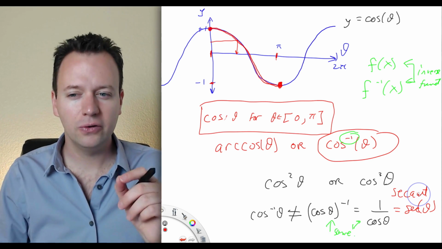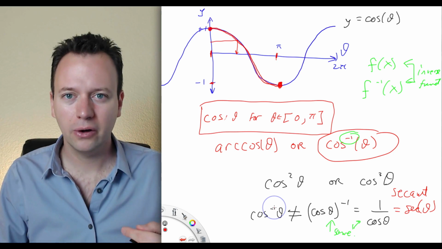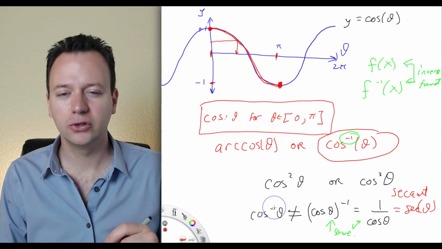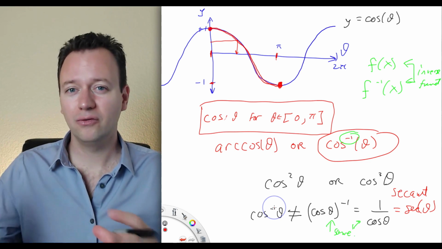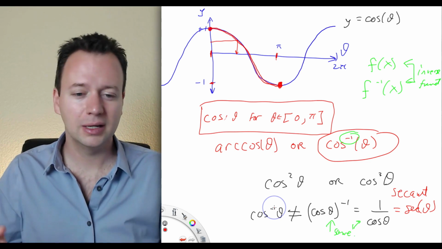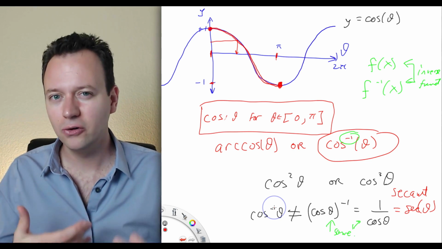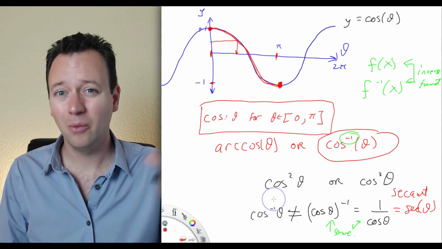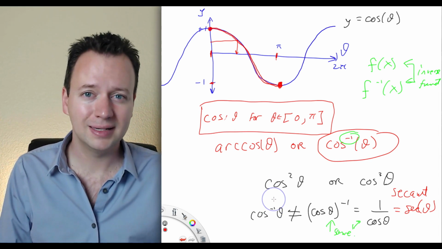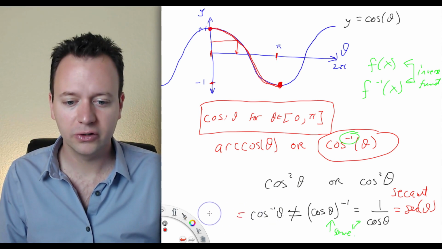So instead of using the negative 1 to denote 1 over cosine, the negative 1 is reserved for the inverse function, not the reciprocal. It's a little bit confusing, but that's the convention that was adopted. So you just have to get used to that and be aware of that pitfall. When you see cosine to the minus 1, it's not 1 over cosine. 1 over cosine is secant theta. Cosine to the minus 1 is called arc cosine. So this one's arc cosine theta.